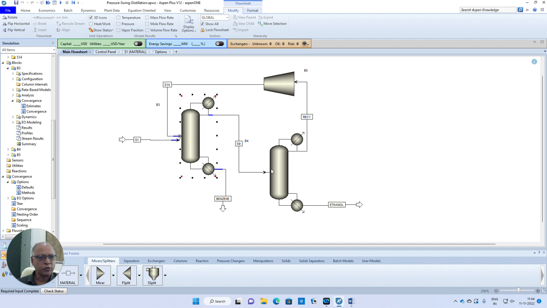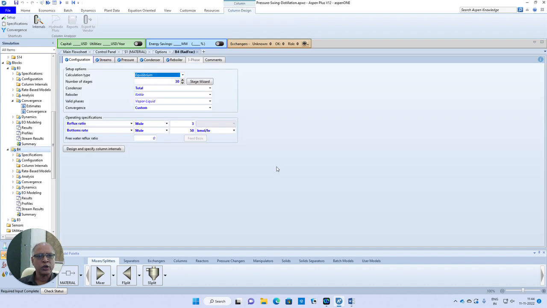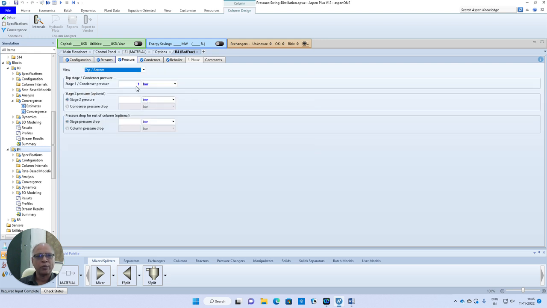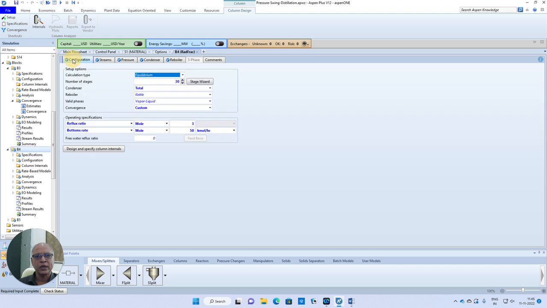More or less, the specifications for the second column are also similar. 30 total condenser, bottoms rate 30. This is the ethanol flow rate that you will be able to get from the bottom of the second column, and the reflux ratio once again is 3. The feed stream is entering at the 10th location, and the pressure of this column is 1 bar. And once again, you can see it is custom.